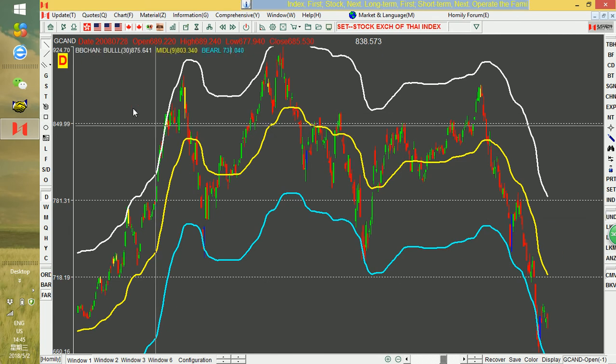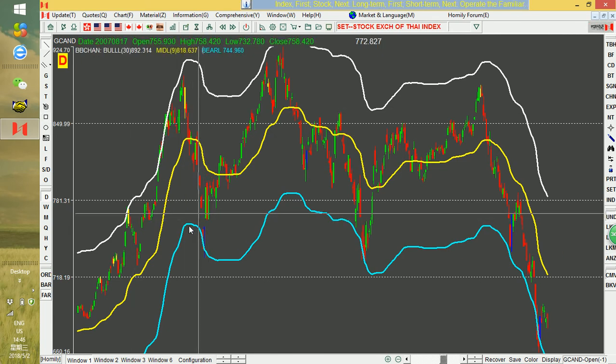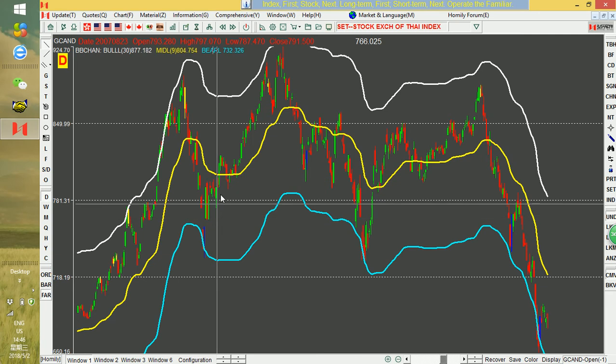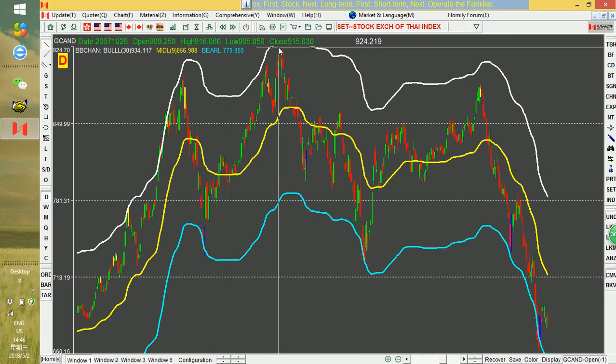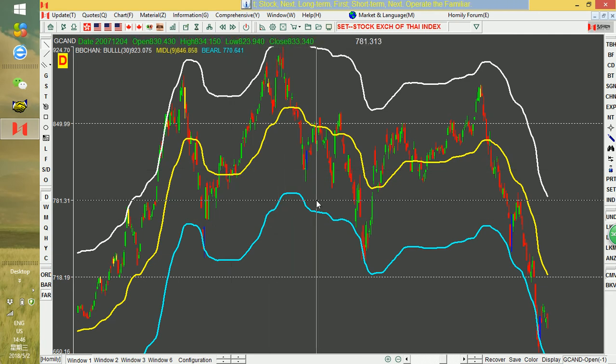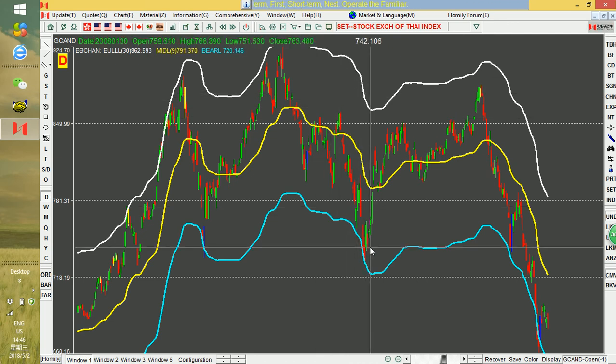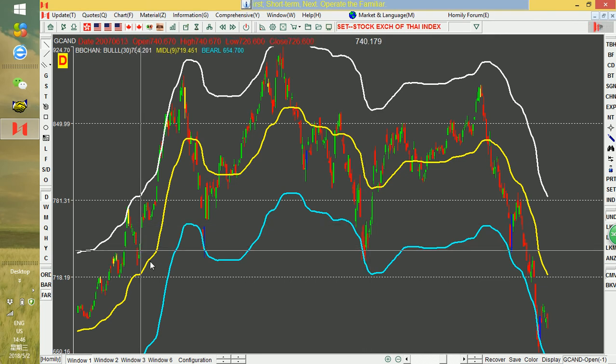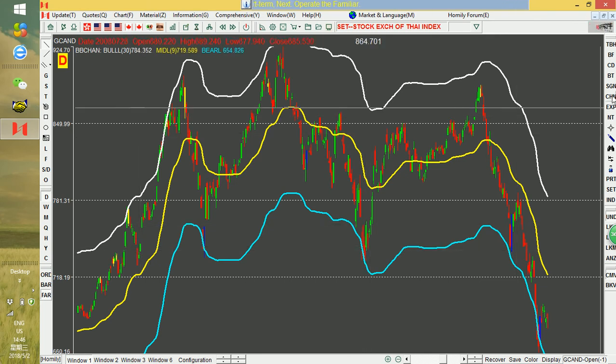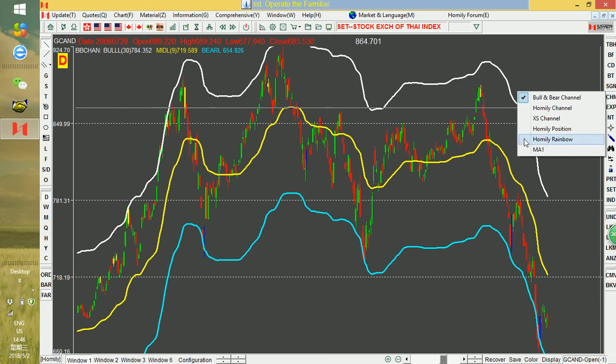For example, if the price is working like this, the price frequently breaks upward through the yellow line and downward through the yellow line. Yeah, and this is for the channel. Every channel indicator is actually made by this philosophy.